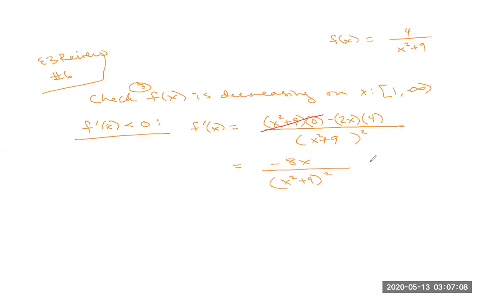From this point, you can just show that this is less than 0 for x between 1 and infinity. More formally, so you could just show this and that's fine. But more formally, just looking at the bottom is always positive, right? And then when x is 1 or greater, the numerator is always negative. So you have a negative over a positive, which always gives you a negative. So we did check that f of x is indeed decreasing on our bounds for x.